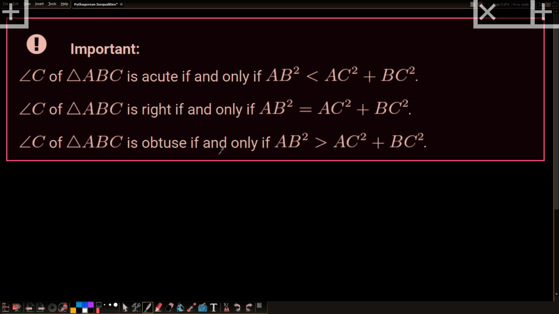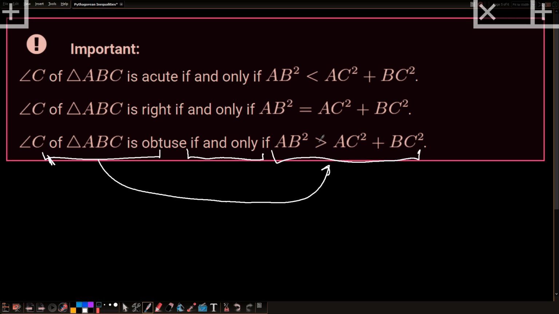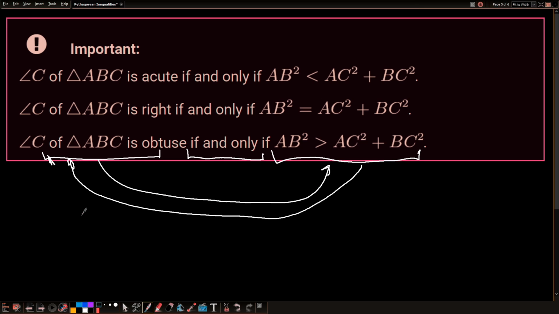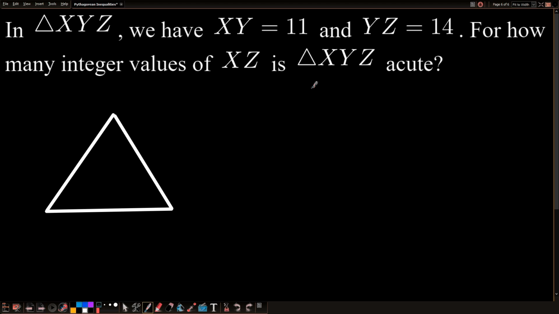And this if and only if is important to understand. If and only if is a fancy word that implies that basically if this is true, if angle C is obtuse, it implies that this is true. But if this is true, that AB squared is greater than AC squared plus BC squared, it's also implying that angle C must be obtuse. That's what the if and only if means. In both directions, the theorem works. One implies the other. So, let's try to use this information to solve a problem.